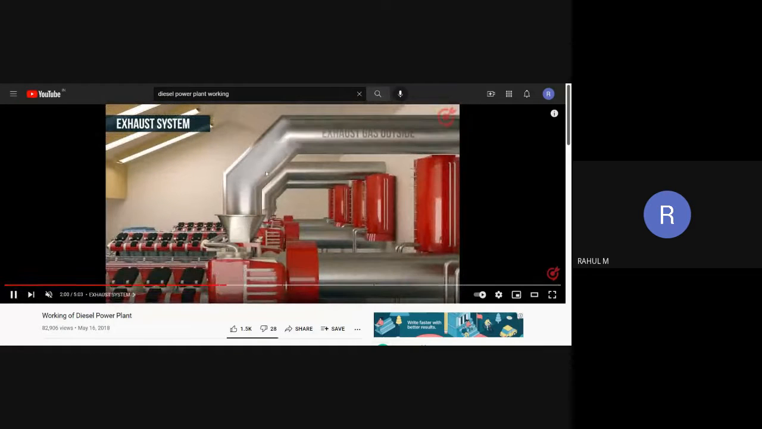Similarly, this is your exhaust system. As you can see, the gas is removed from this exhaust system.